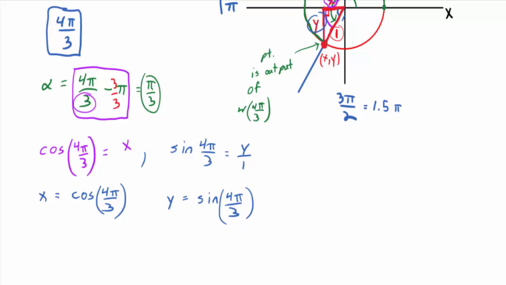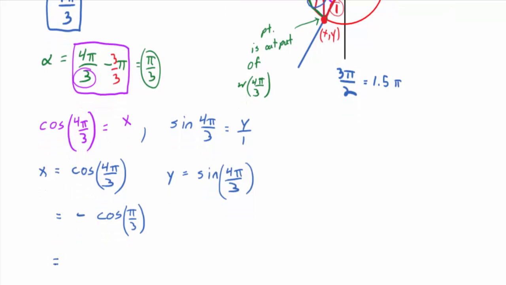Negative. If you think of "All Students Take Calculus," both cosine and sine are negative in the third quadrant. Or just look at the graph. Cosine and sine, or x and y, have to both be negative in the third quadrant. So the cosine of 4 pi thirds should equal the opposite of the cosine of the reference angle, which is pi thirds. That's how reference angles work, right?